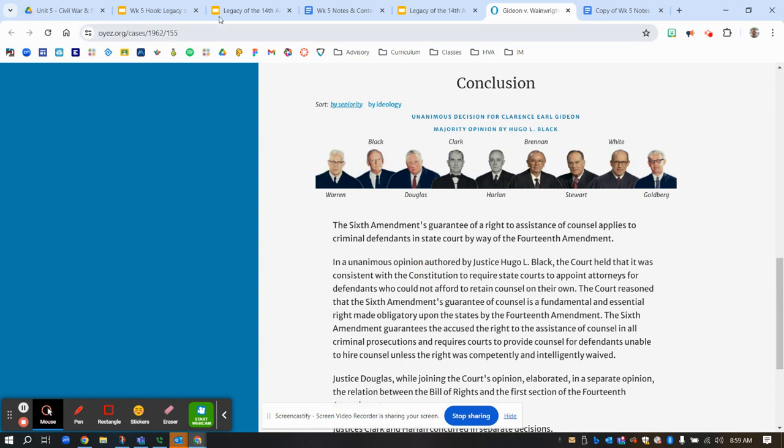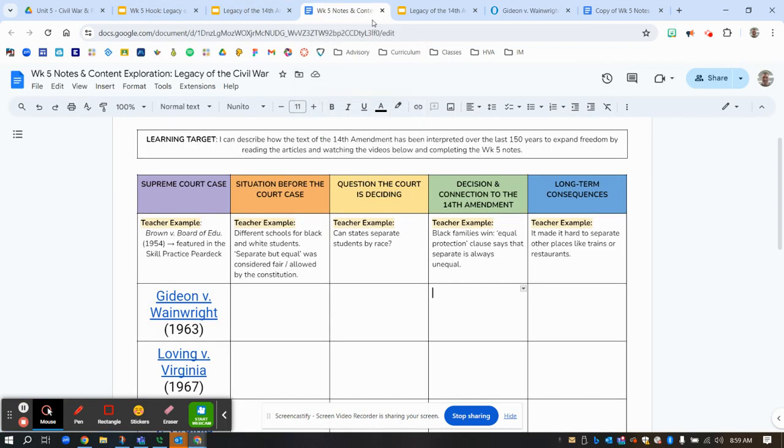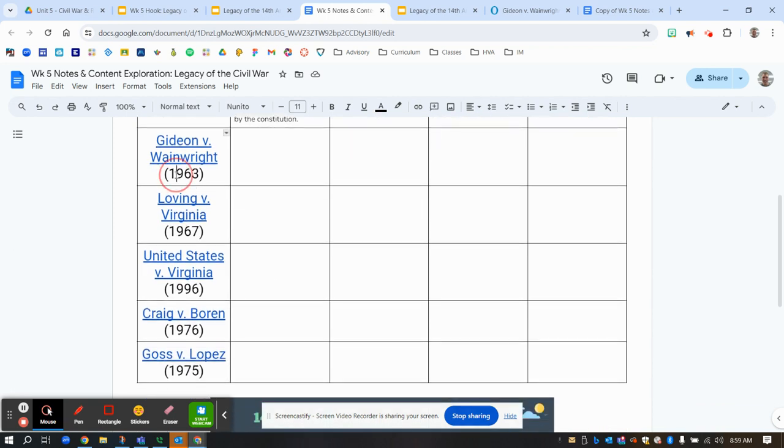Okay, so as you're moving through this content exploration, just be noticing how the language of the 14th Amendment from 150 years ago is being applied to all of these cases of freedom, up into the more recent time period.